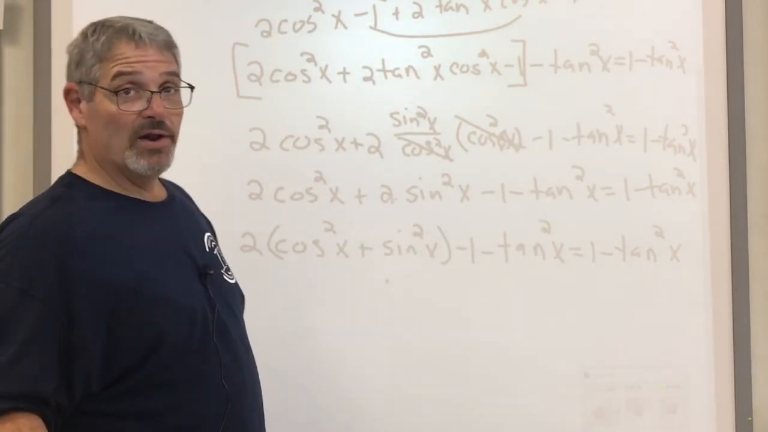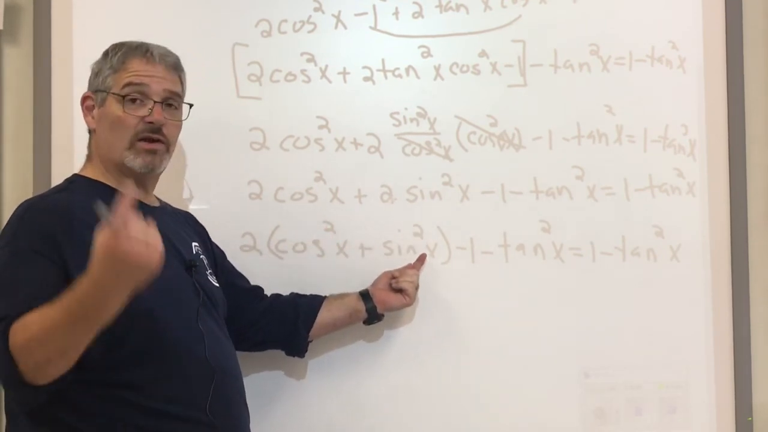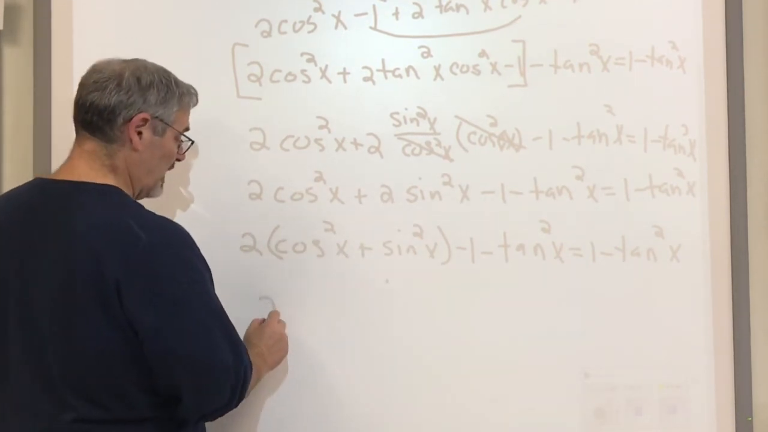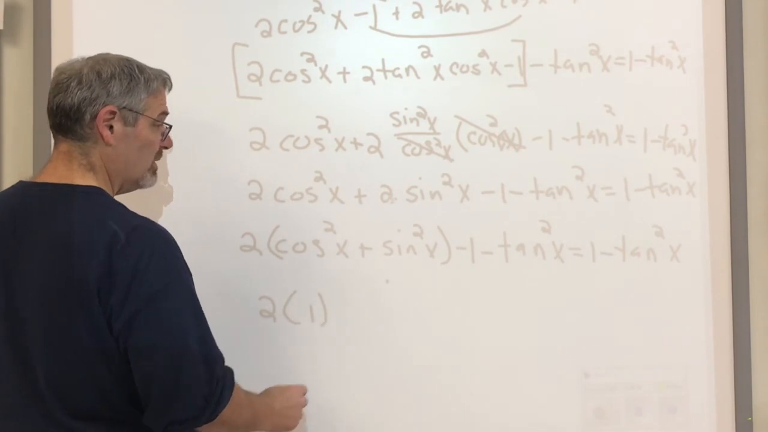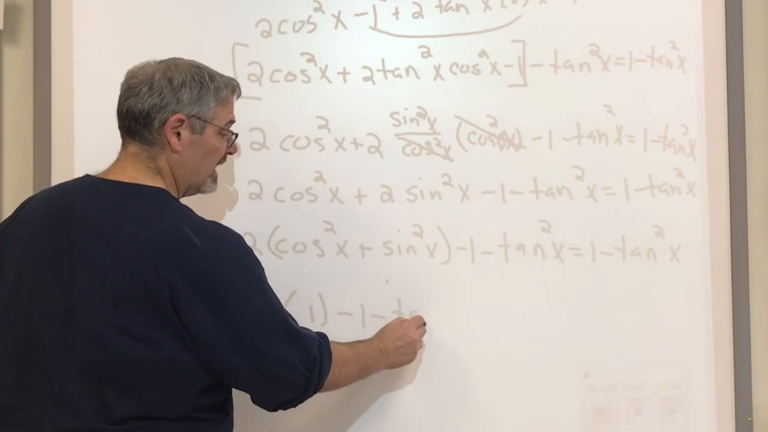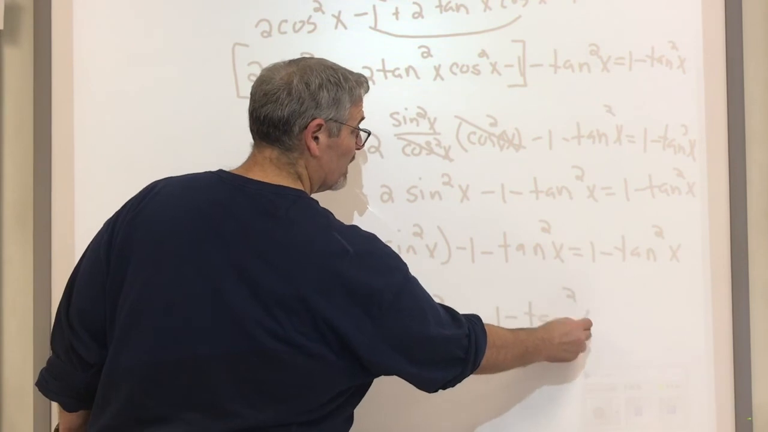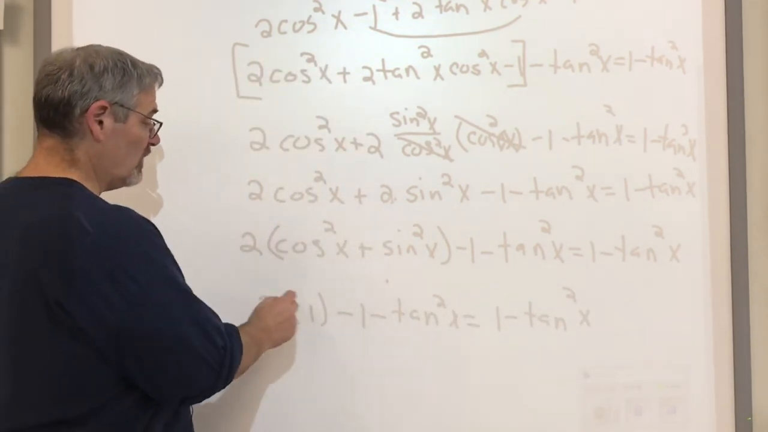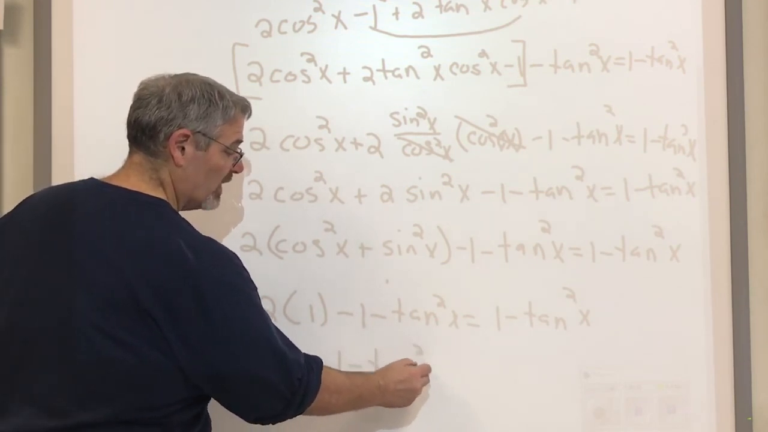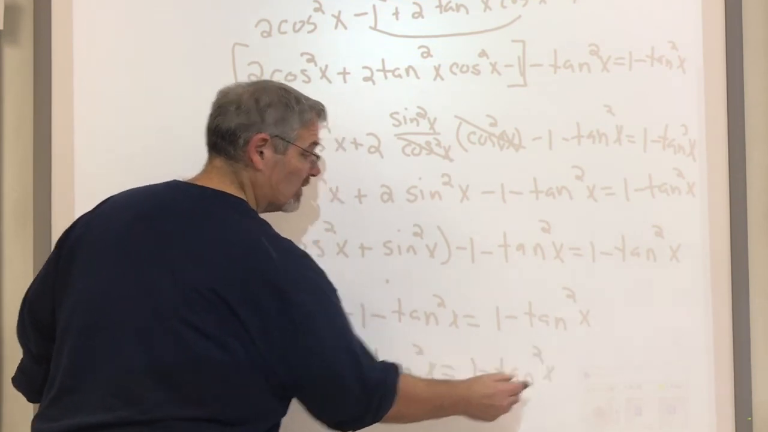Well, another one of our identities is cosine squared x plus sine squared x is equal to 1. So this whole thing right here is equal to 1. So if I multiply 2 times 1, I get 2 minus 1 minus tangent squared x equals 1 minus tangent squared x. We're getting closer. 2 times 1 is 2, minus 1 is 1 minus tangent squared x, and this is 1 minus tangent squared x. So what did we do?